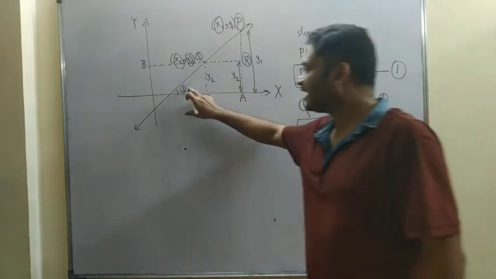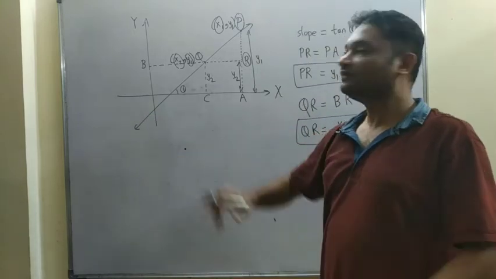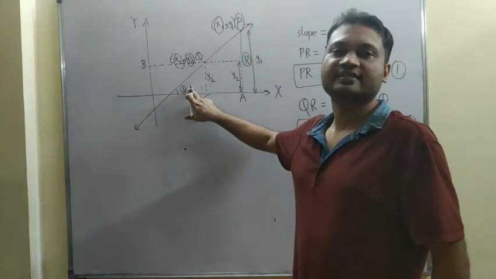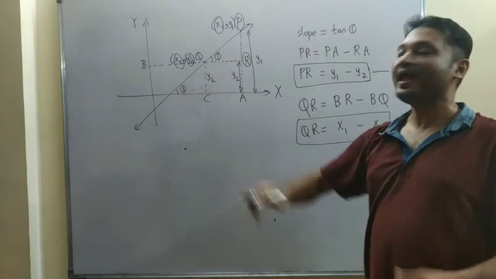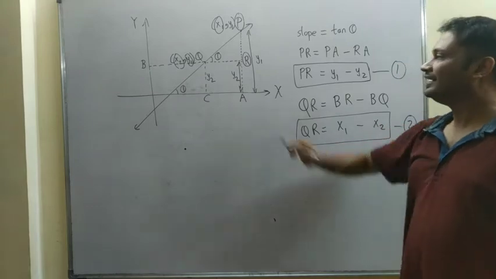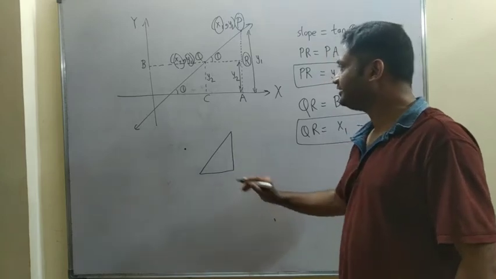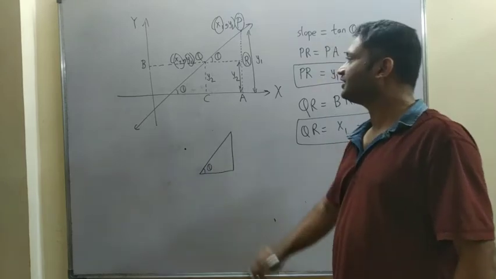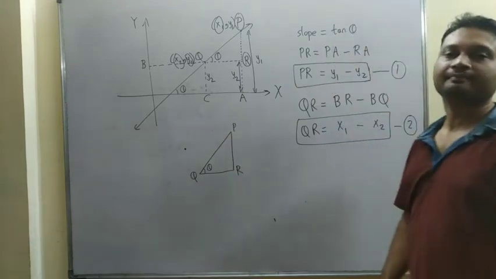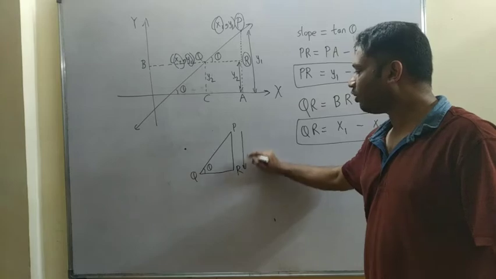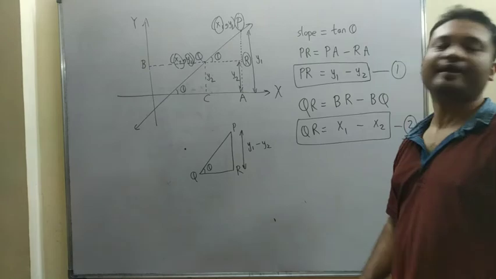Now, if the angle which the line makes with the positive x-axis is theta, then I can say this angle is also theta by corresponding angles. So in this triangle, which is a right angle triangle where one angle is theta, this is point Q, this is point P, and this is point R. The value of PR we already found by geometry. It comes out to be y1 minus y2.